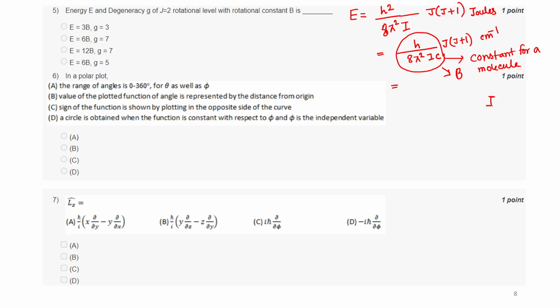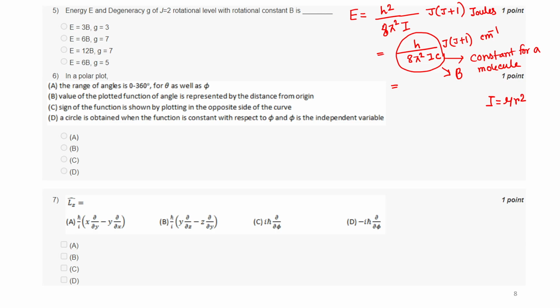Why? This I has mu r square. So if you know the molecule, then you know the reduced mass. If you know the reduced mass and you know the energy or the rotational constant, then you are going to get the bond length. So that is the importance behind studying or solving the rigid rotor problem. By doing this, we are going to get the idea about the bond length. So from rotational spectroscopy, we can get the bond length.